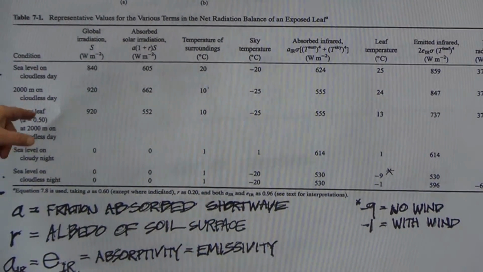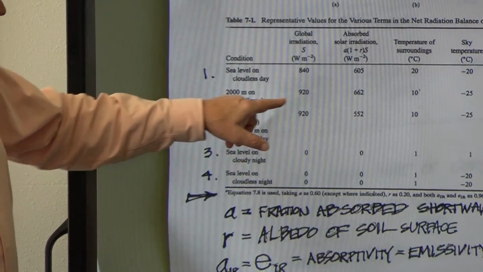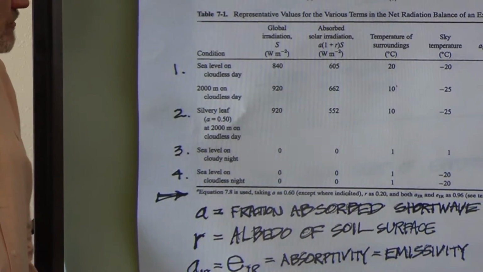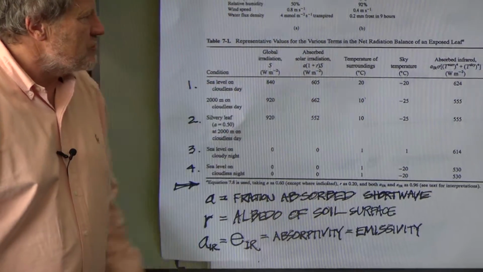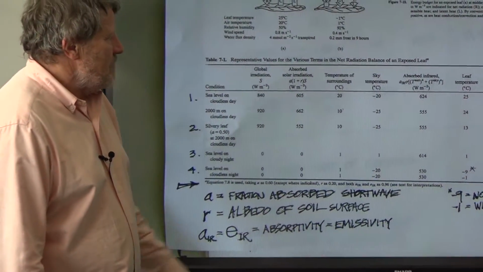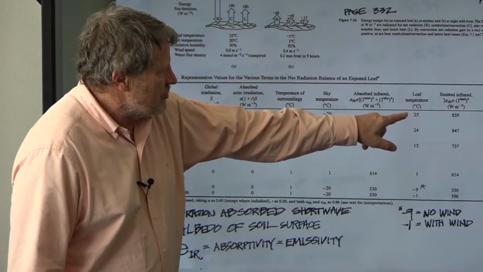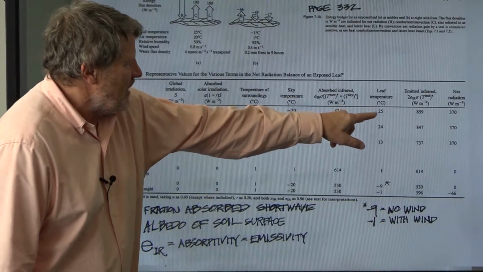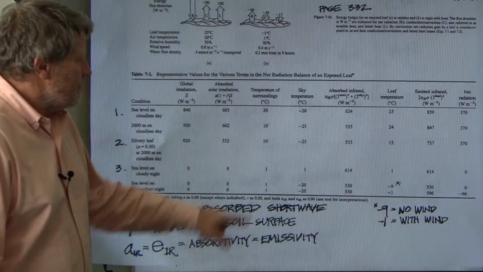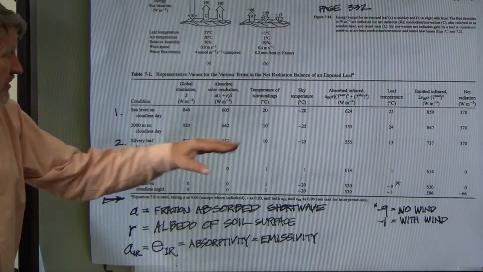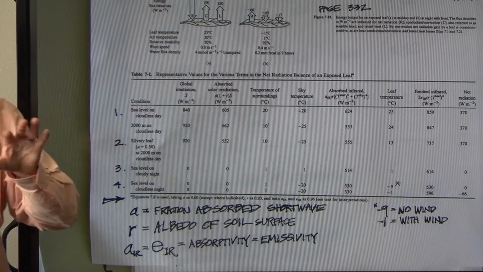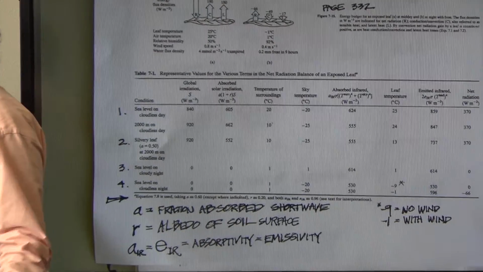Then he goes to 2,000 meters. So now the incoming radiation is a bit more. The sky is slightly colder. The net radiation ends up the same. Here's the key, leaf temperature. This is +5. But at 2,000 meters, the leaf temperature is a little bit colder. The sky is a little bit colder and the leaf is a little bit colder. And these lead to thousands of interesting test questions.